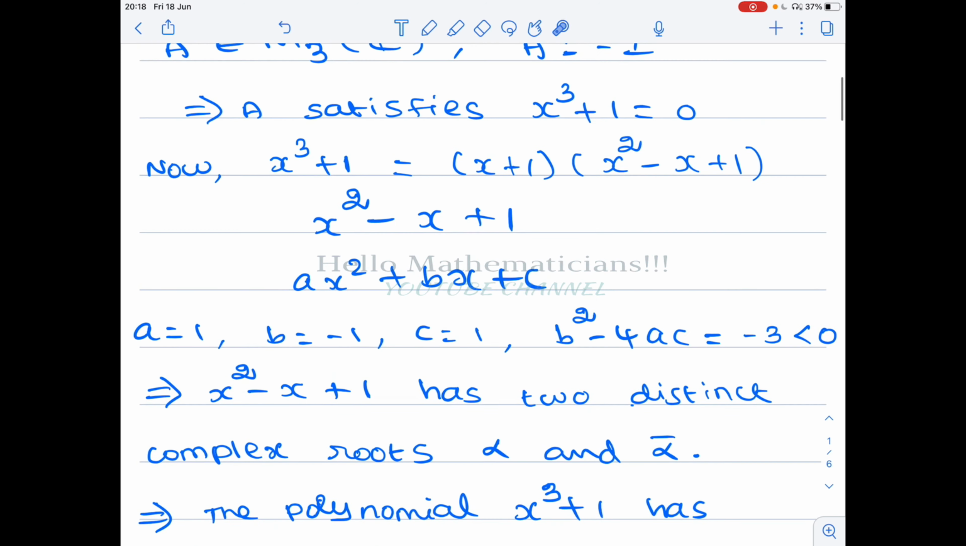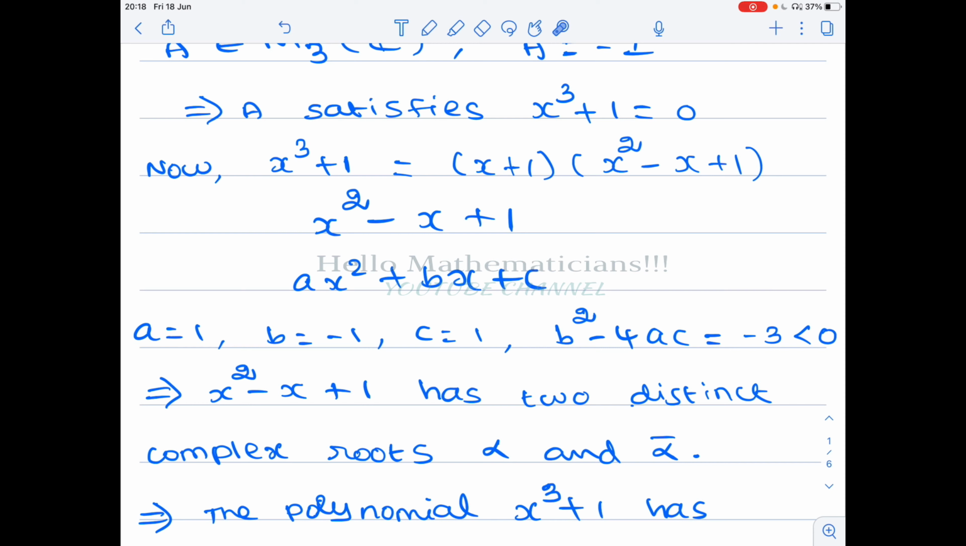Therefore, what are the roots of this polynomial x cube plus 1? First root is minus 1. Second root is alpha, which is a complex number. Third root is alpha bar. Okay. Therefore, this polynomial has distinct roots. Okay. So that is the first observation.